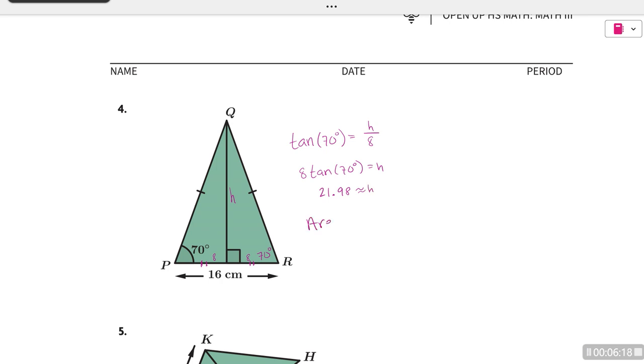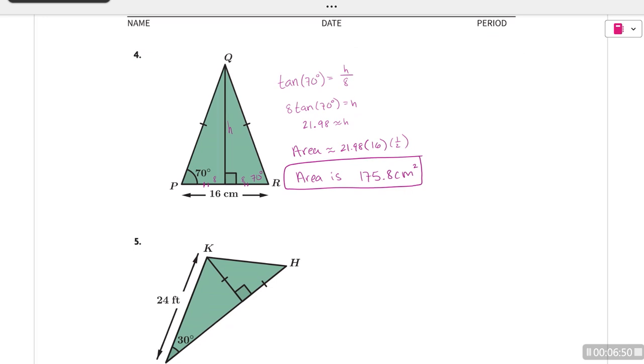So that means our area, we're going to take that height, 21.98, and multiply it by 16. And then remember, we're doing half, so we're really multiplying this number by 8. So 21.98 times 8, we have an area of 175.84. And here we have centimeters again, so centimeters squared.